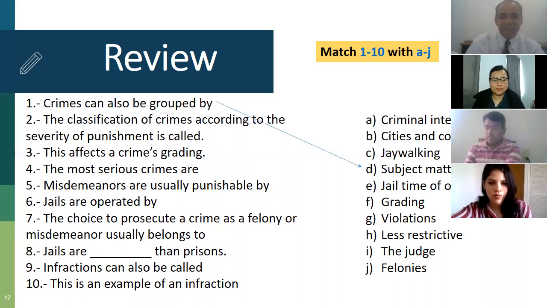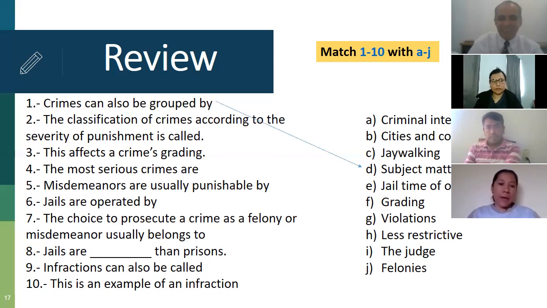Exactly. Who was the person that? Mister, I have the second one. Okay. I think that is the letter F. The classification of crimes according to the severity of punishment is called rating, letter F. Okay. Exactly. Thank you, Jimena.